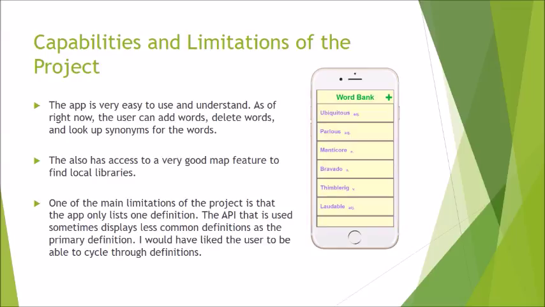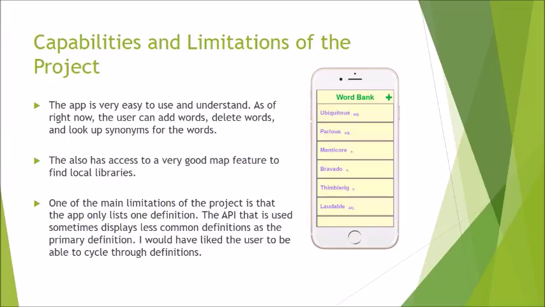The capabilities and the limitations of the project. The app itself is actually very easy to use and understand. It's very intuitive. You see a plus sign. That usually means addition of a word. So you click on it, and you add a word that you don't know. As of right now, the user can just add words, delete words, and look up synonyms for the words. The user also has access to a very good map feature to find local libraries. As far as that goes, the application works completely fine.